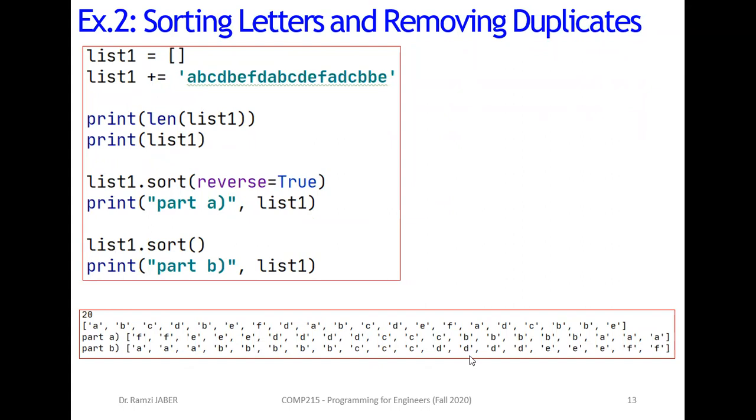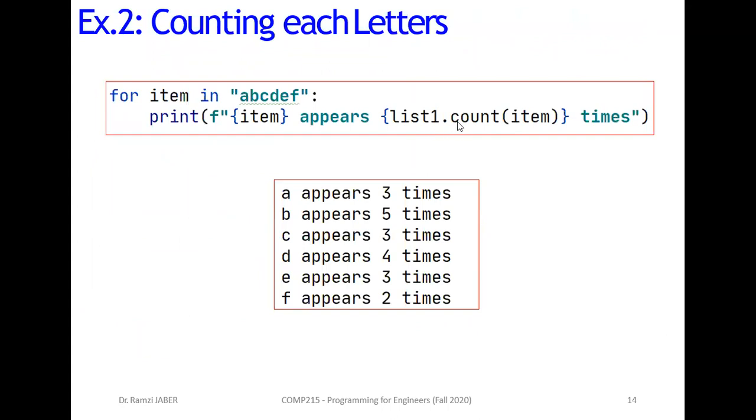Okay? This is the list. I want to count how many A's we have, how many B's we have, how many C's we have, and so on. To do this, we can use the method count, list1.count, with each item. So I need to put this item to be A, B, C, D, E, and F to count them. So for item in this other string A, B, C, D, F, we can solve it using a for loop, but we can also solve it with a while loop.